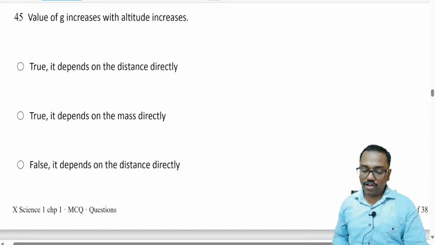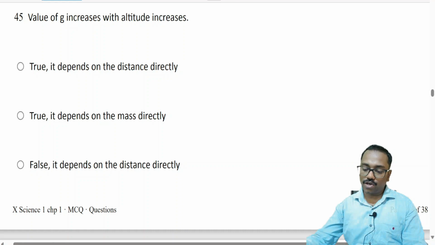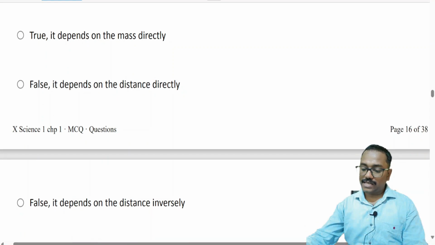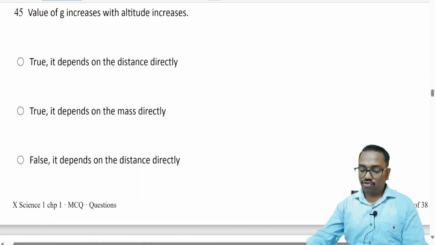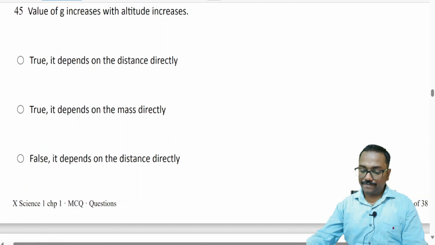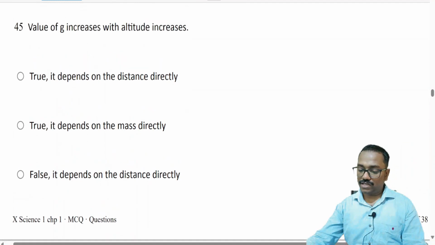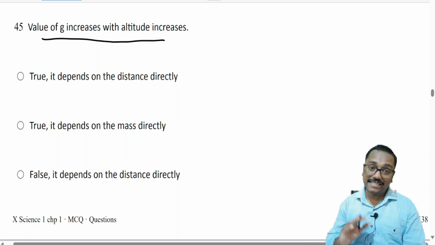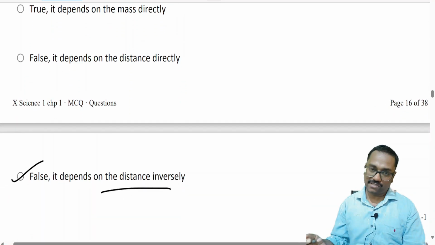45th question. The value of g increases as altitude increases. Options: true, it depends on the distance directly. True, it depends on mass directly. False, it depends on the distance directly. False, it depends on the distance inversely. So the value of g does not depend on mass, right? Here the question says the value of g increases as altitude increases. So if the altitude increases, the value of g decreases, it does not increase. So its answer is false, it depends on the distance inversely.